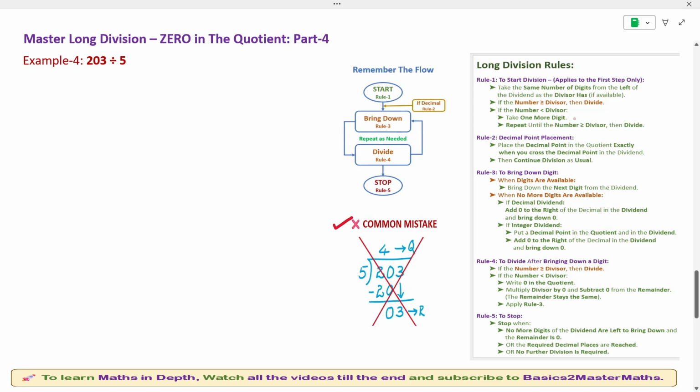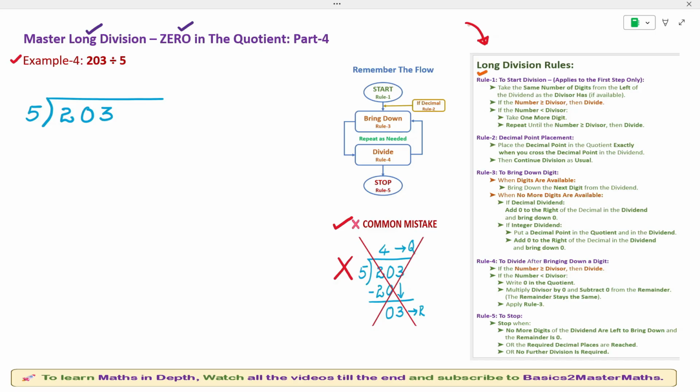Observe the below example. Many students make the same common mistake. Today, let us learn how to continue the long division to get 0 in the quotient. Let us solve 203 divided by 5 by applying the below rules.